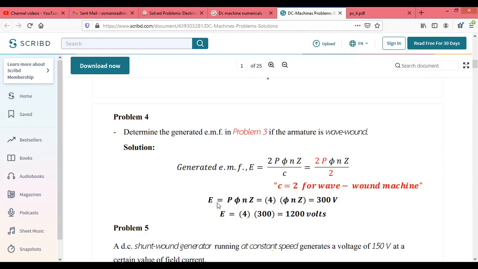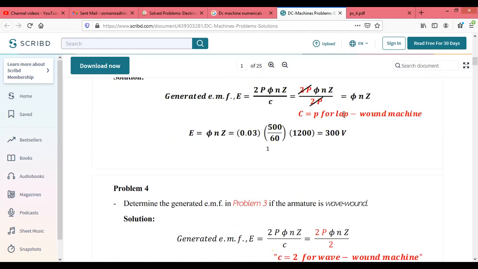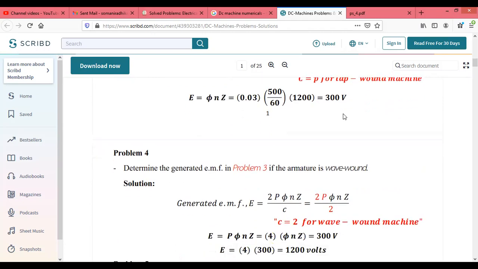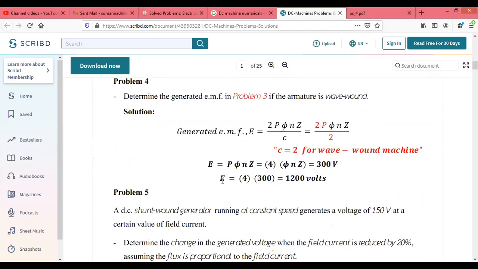Okay, so our equation will become, the 2P was cancelling there, so here only an additional P will come. Phi and Z will be the same, only you are supposed to multiply that phi and Z with P, that is nothing but the number of poles. We are having number of poles 4. So here the 300 that came, we will get the same value. Only you are supposed to multiply that 300 volt with 4. You will get E equal to 1200 volts for the wave wound.